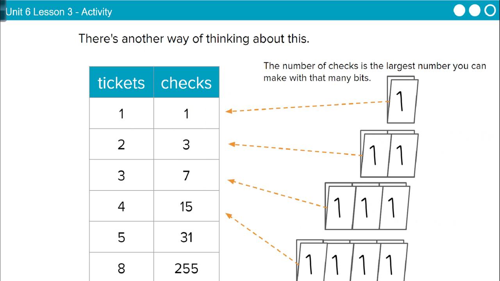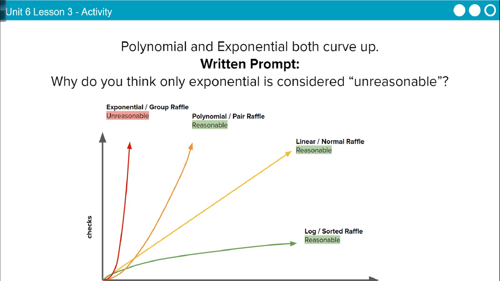And so here's another way of thinking of it. The number of checks is the largest number you can make with that bit. Okay, so with 1 we can make 1. With 2 bits, the biggest number we can make is 3. With 3 tickets or 3 bits, we can make the biggest number, our value of 7, and so on and so forth. And so polynomial and exponential both curve up.